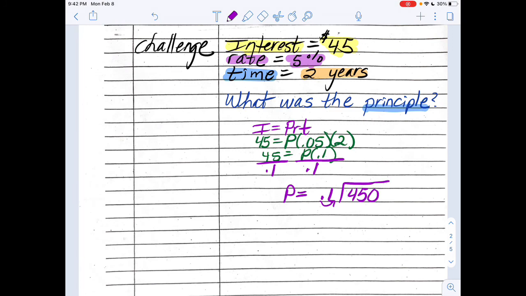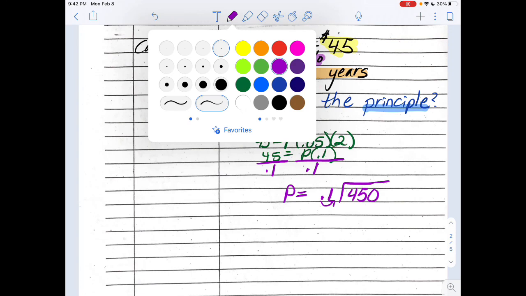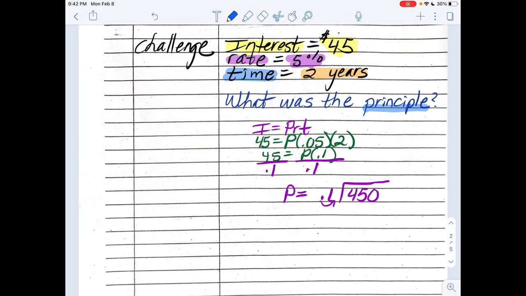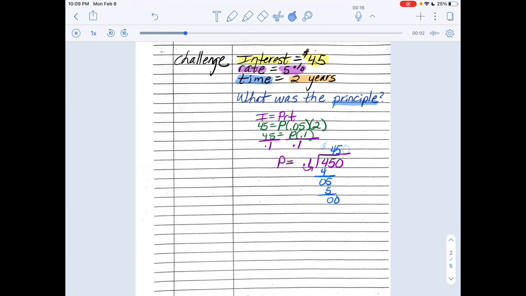How many times is 1 going to 450? It goes in 4 and 5. Or you can just move your decimal 1 place if you want to. And 450 divided by 1 is 450. So your total principal was $450 in your original investment or the loan amount. All right, bring your questions to class.